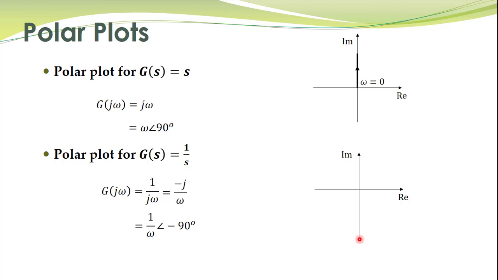Therefore, the polar plot will look like this one, and it is incorrectly written. This should be omega tends to infinity corresponds to this point, and omega equal to 0 corresponds to some point at infinity angle minus 90 degrees.